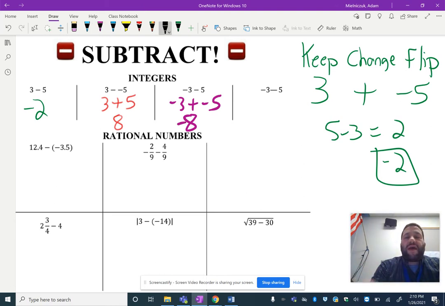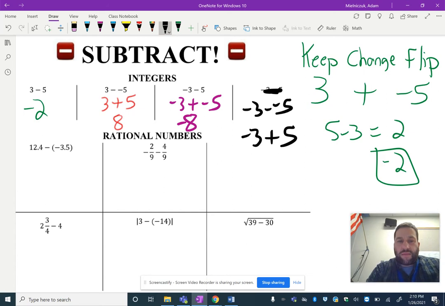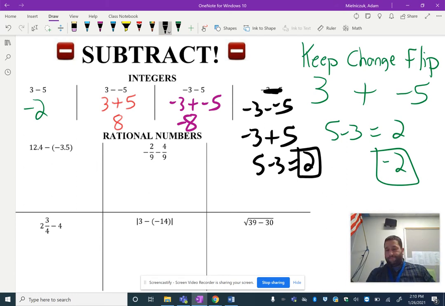Let's try it one last time. Keep the number, change the sign. Oh, these are the exact same too. What did I do wrong there? Oops. You know what I think that was supposed to be? That was supposed to be negative 3 minus negative 5. So we'd keep it, change it. So this becomes negative 3 plus 5. Subtract them, keep the sign of the bigger number, so we get 2 again.